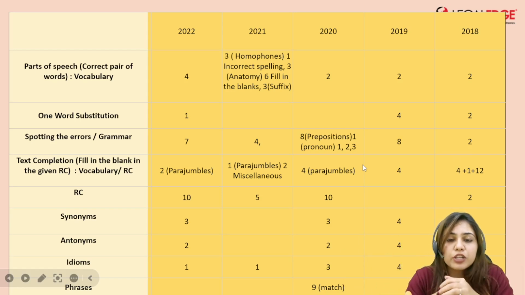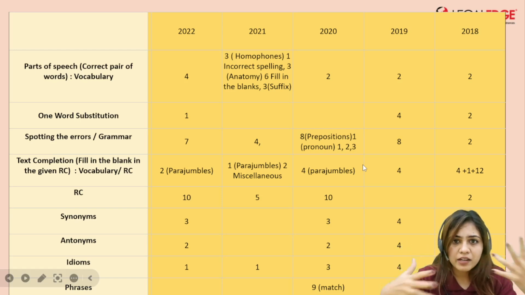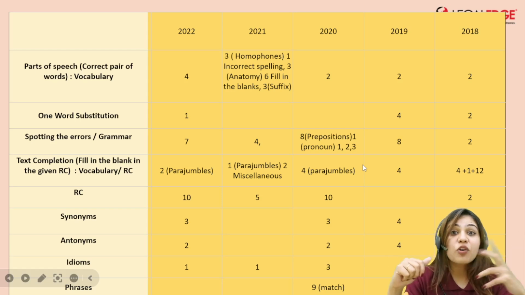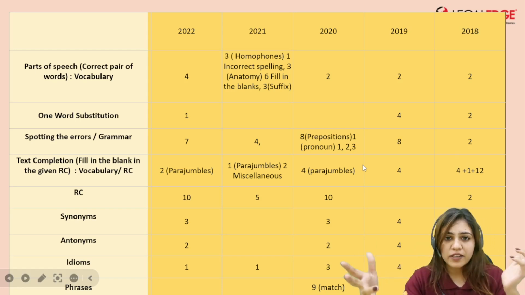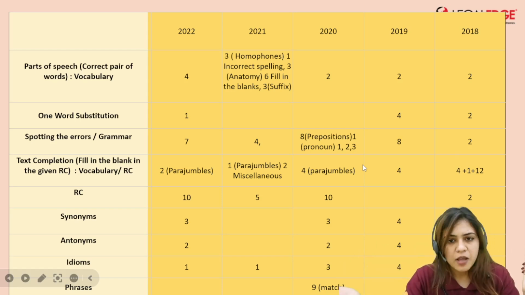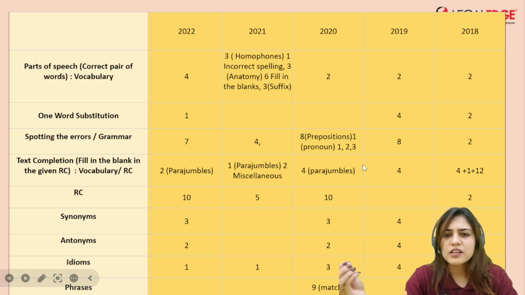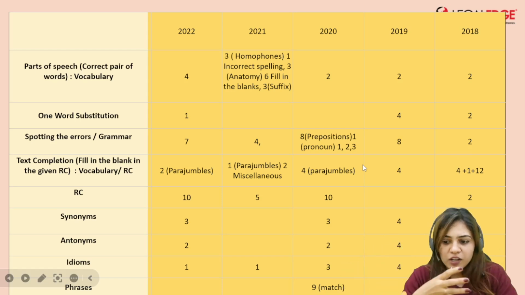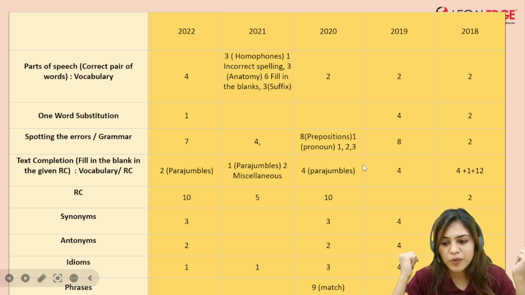Then again 2022, 2 questions from parajumbles. Parajumbles has always been, I would say, a very recurring topic. So this is something which you cannot really avoid. So parajumbles, generally people find themselves at loss when it comes to it because they do not practice enough. But I'm telling you, if you know your mandatory pairs when it comes to parajumbles, you will be able to cross this hurdle. And again, it's a matter of consistency and practice. There's nothing that you can't achieve through practice. So parajumbles is one of those question types.